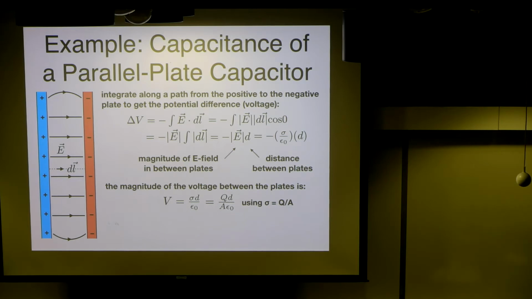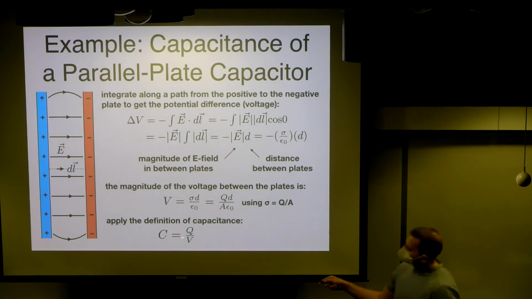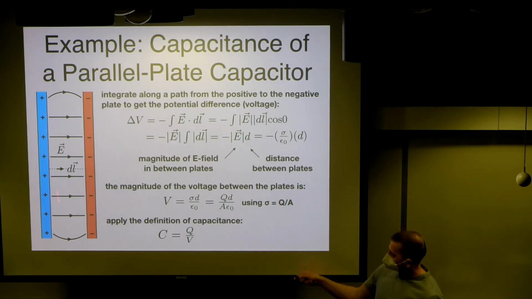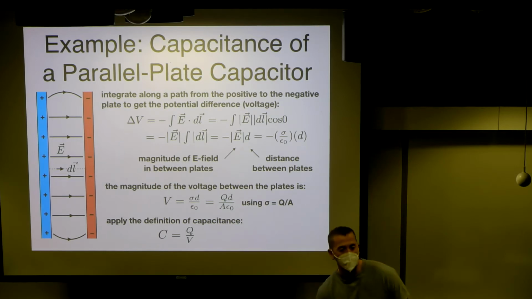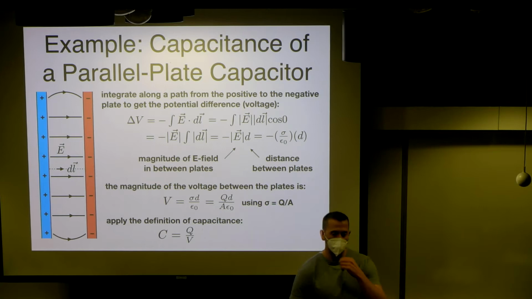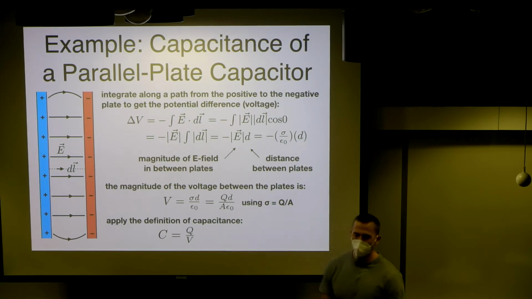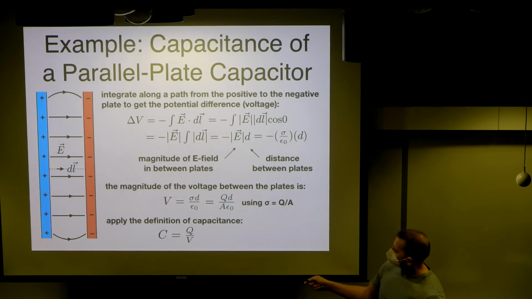The last step is pretty simple. The definition of capacitance for this device is Q, which is how much charge is on the plates, divided by V, which is the voltage between the two plates. And of course, with both Q and V, we're talking about absolute values. So what happens if I take Q divided by V? Take this thing and put it downstairs right here. What do we get?